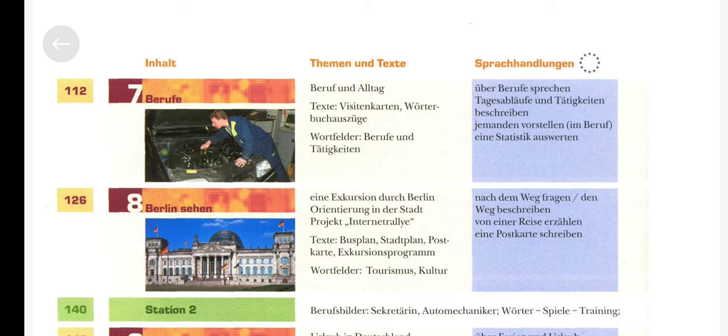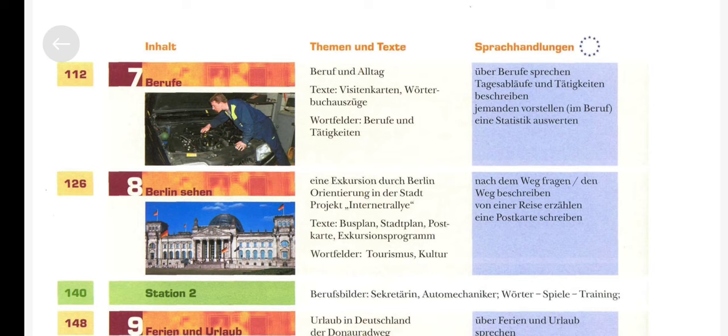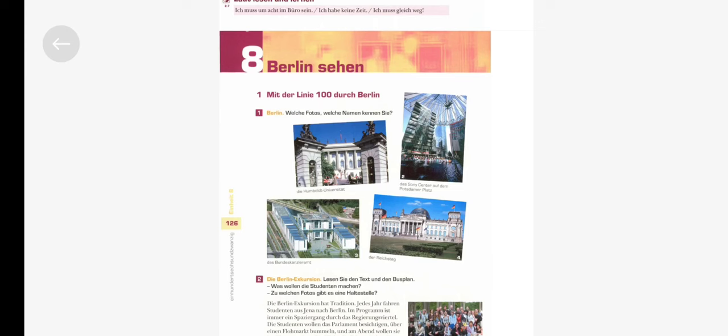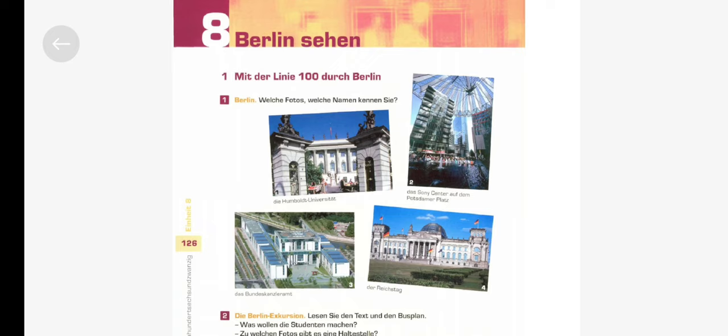The word Felder means fields. You will learn about tourism and about culture. Nach dem Weg fragen, ask for the directions, then den Weg beschreiben, describe the direction to someone else, then von einer Reise erzählen, tell about the route, eine Postkarte schreiben, write a postcard. Let's see the 8th chapter. The 8th chapter, Berlin sehen, to see the city Berlin. First is, mit der Linie 100 durch Berlin, with the line 100 through Berlin.